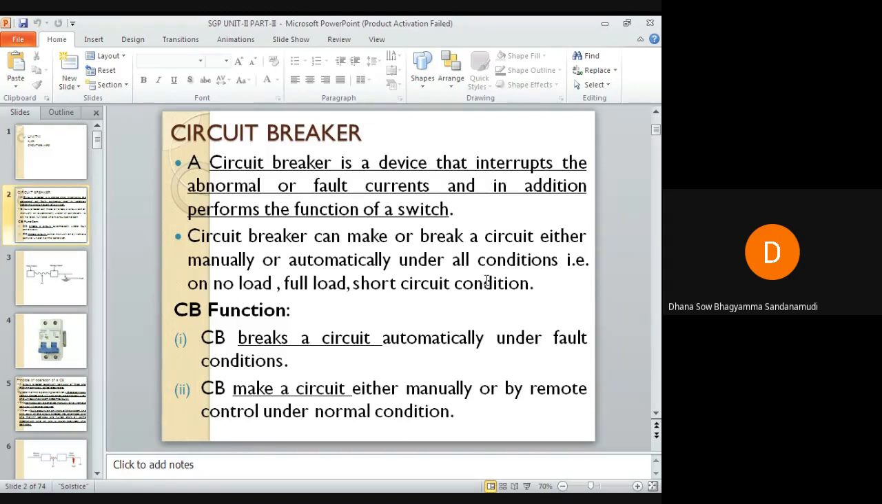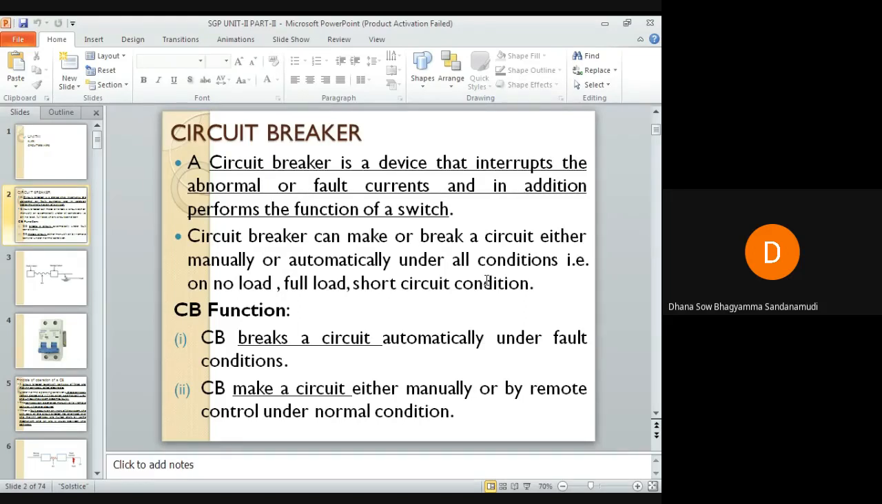Okay, next topic is circuit breakers. A circuit breaker is a device which is used under abnormal or faulty conditions. Under normal operating condition, the circuit breaker can be used as a switch. Under a faulty condition, it can be used as a device which can interrupt the faults.